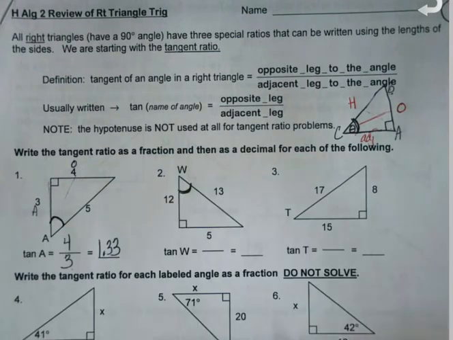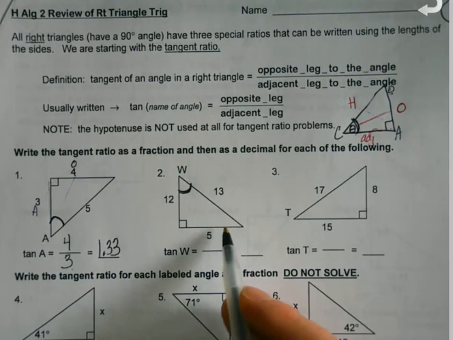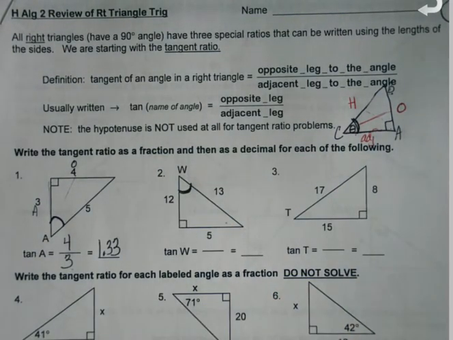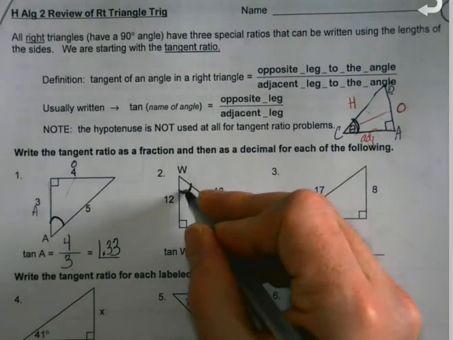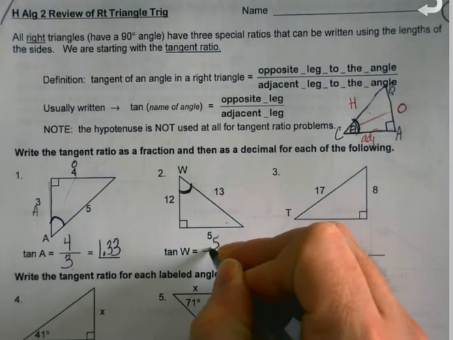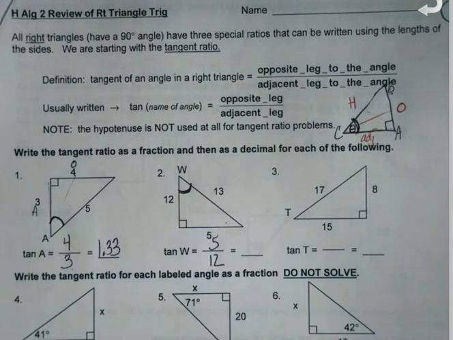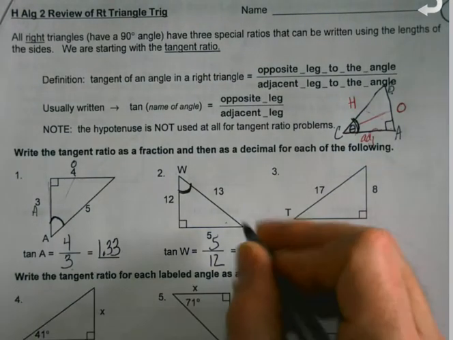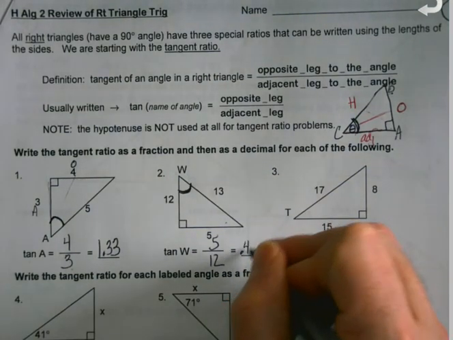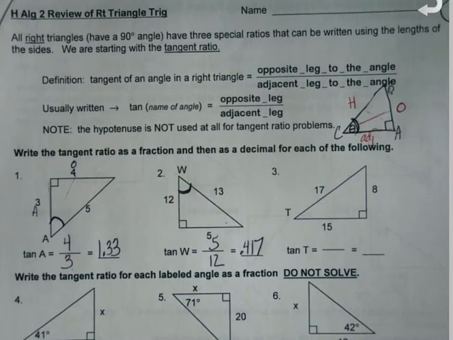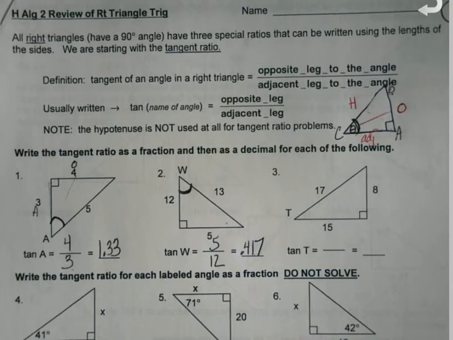Tangent of W. That would be different than if I'd had the tangent of whatever this angle would be. And again, it's always opposite over the side that's adjacent. And then here, if I type that guy in, should be right around 0.417. This may be more handy when we're actually trying to do some solving, though.